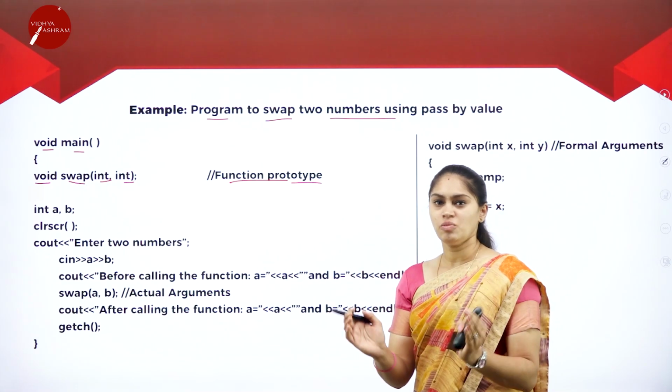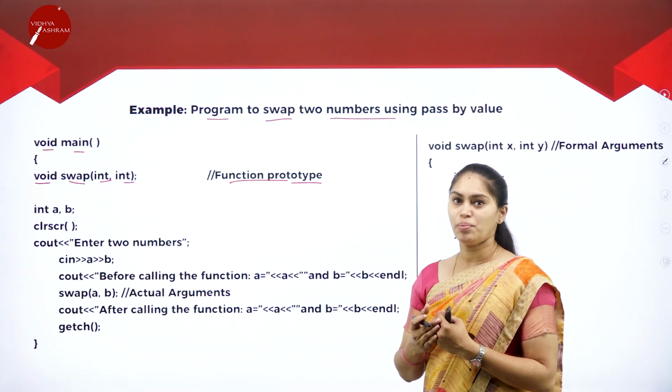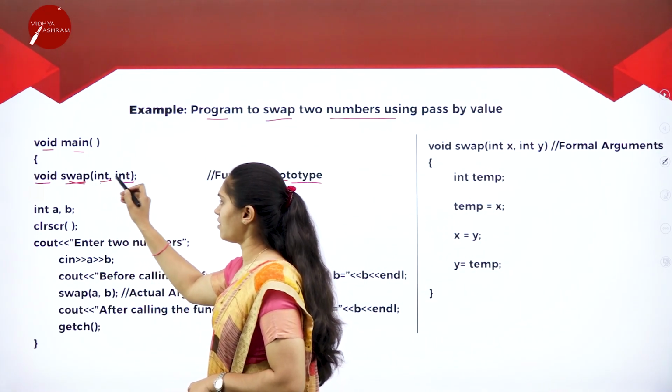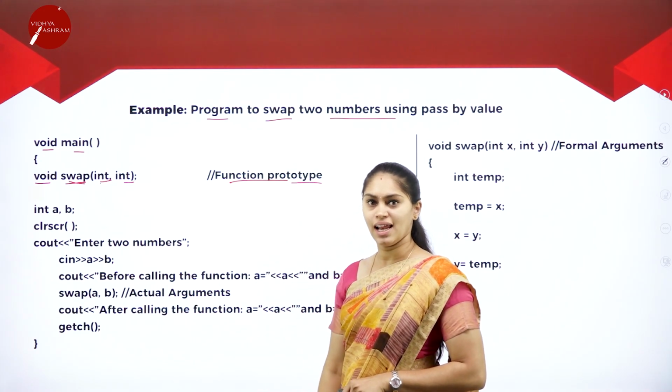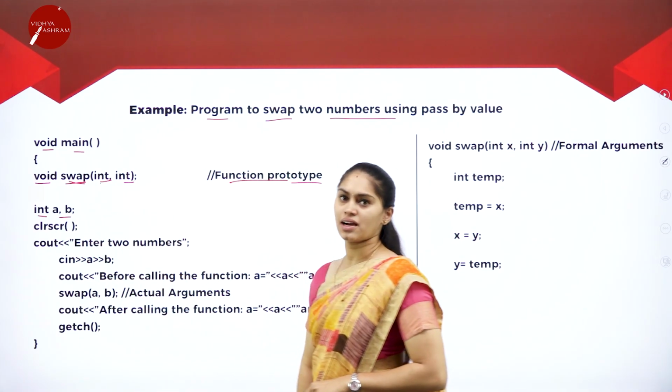That means we are just giving a skeleton, a representation or a blueprint of how my function called swap should look. It must have two variables, that is int a comma b, that I am going to take later. After that, I have two variables called int a comma b.